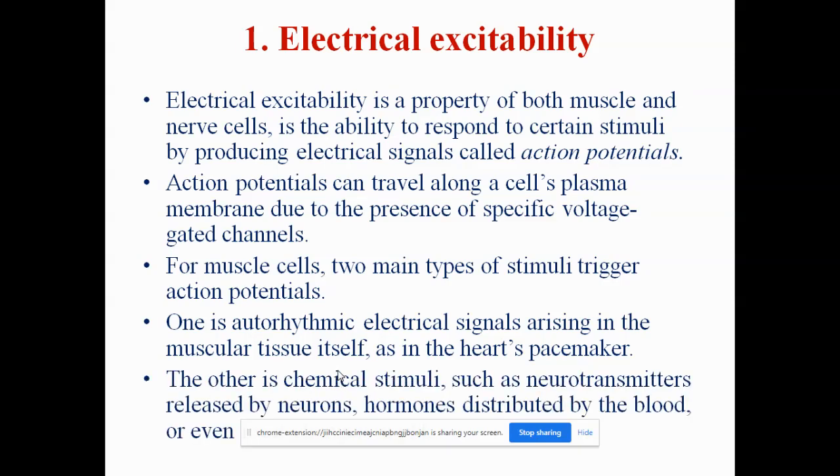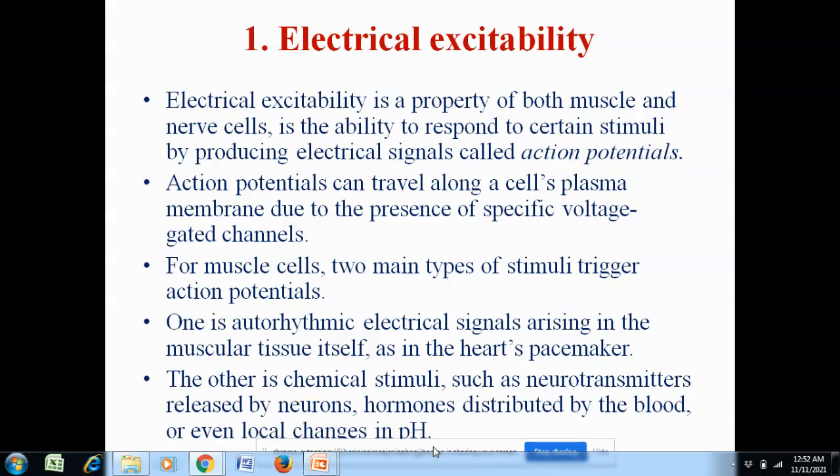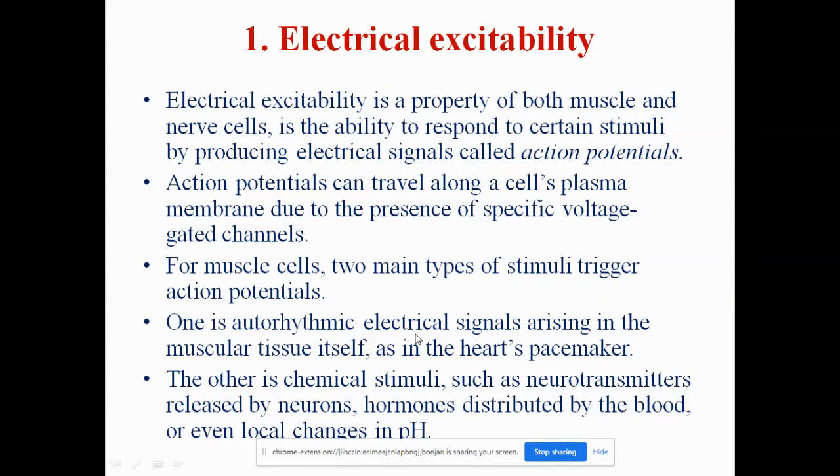The other stimuli is the chemical stimuli. These are the stimuli which will stimulate the contraction and relaxation of the muscles, whether present in the heart or other parts of the body. The first one is the autorhythmic electrical signal produced in the heart. The second is the chemical stimuli. The chemical stimuli include the neurotransmitters released by neurons, hormones distributed by the blood, or even local changes in the pH. They will result in the excitability.